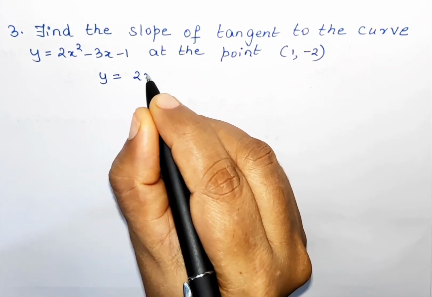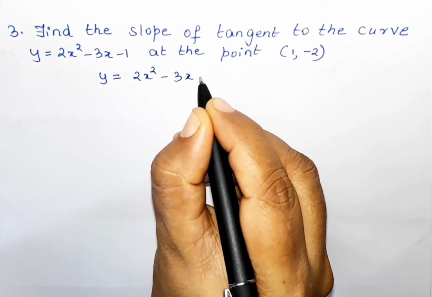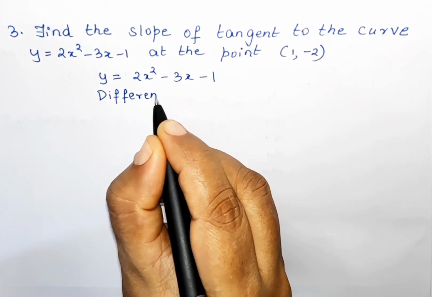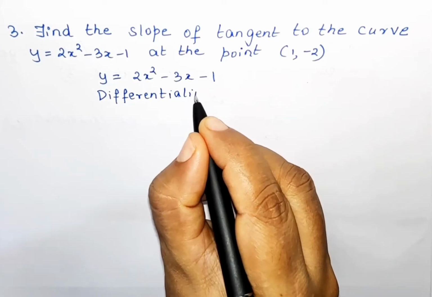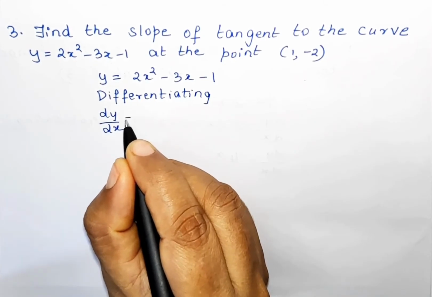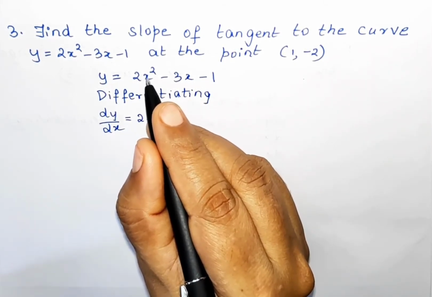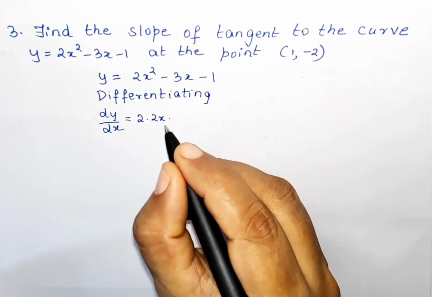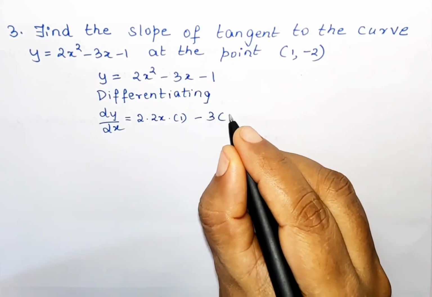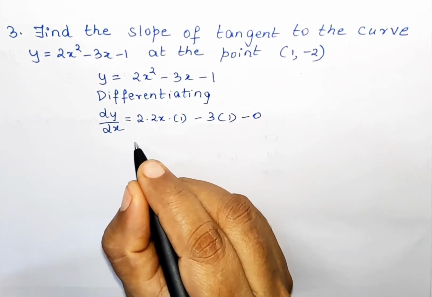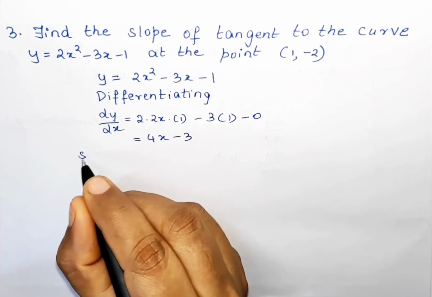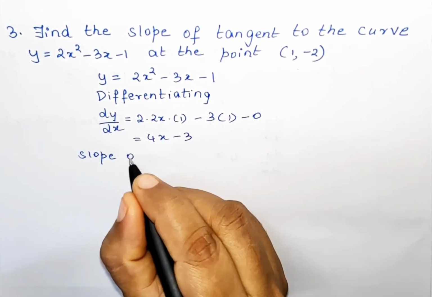Let us first write the equation. y is equal to 2x square minus 3x minus 1. Let us differentiate both the sides with respect to x. So on differentiating both the sides with respect to x, we get dy by dx equal to 2 is a constant, so constant into d by dx of function, that is x square. When we differentiate x square, we get 2x. When we differentiate x, we get 1 again. Similarly 3x, 3 is a constant and x is a function, so we get 3 into d by dx of x is 1. Then 1 is a constant, so minus 0. Now dy by dx is 4x minus 3.